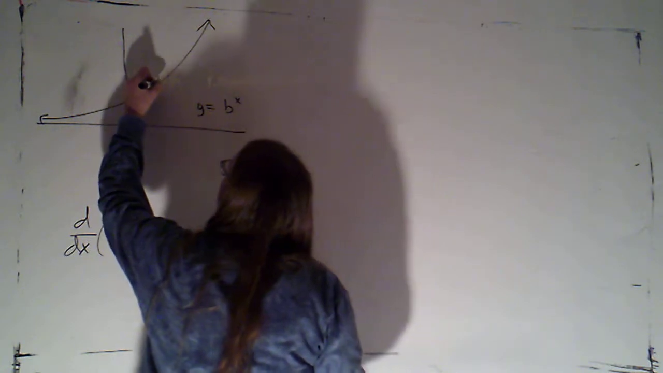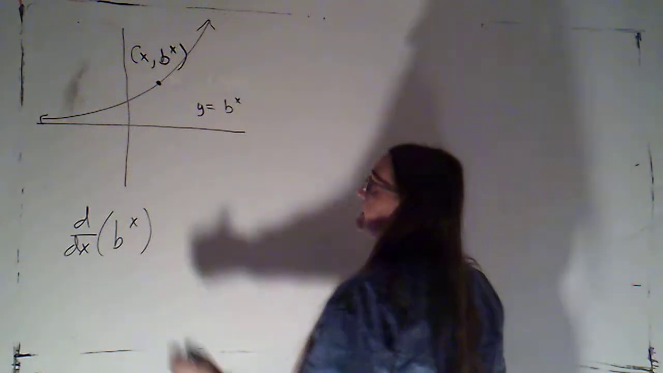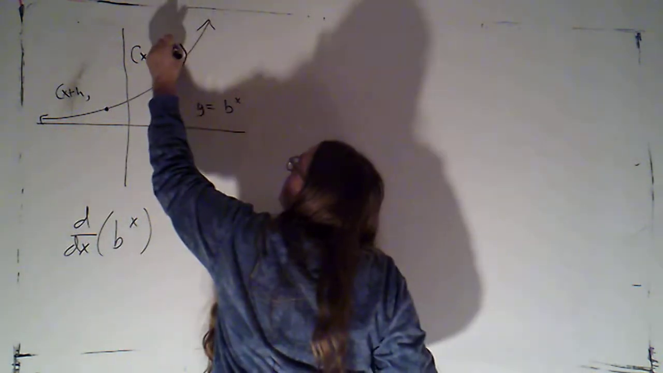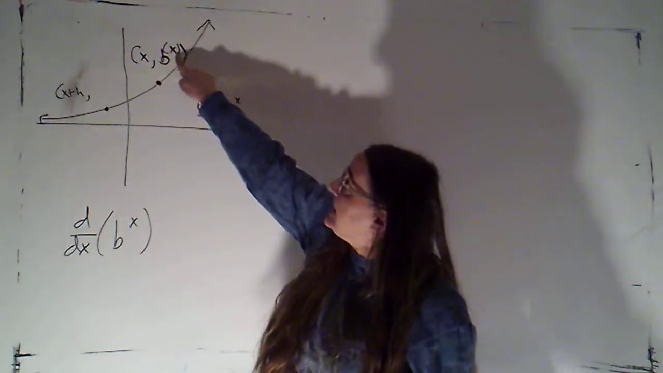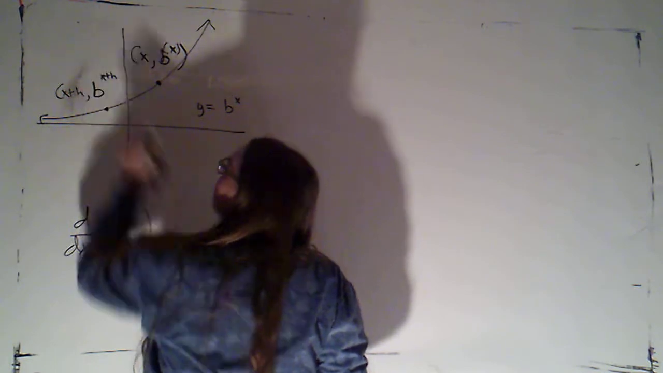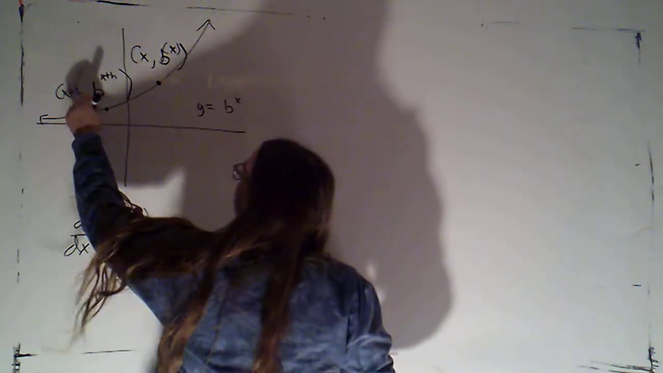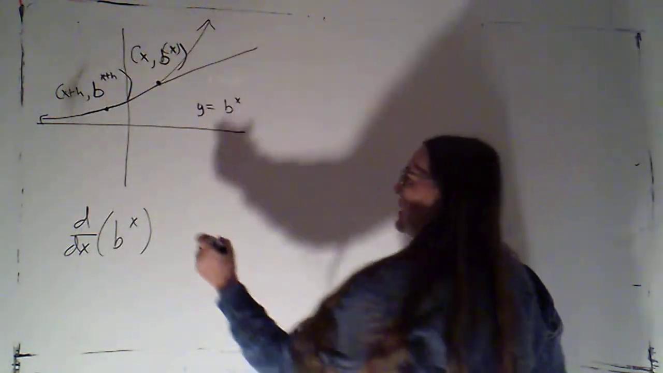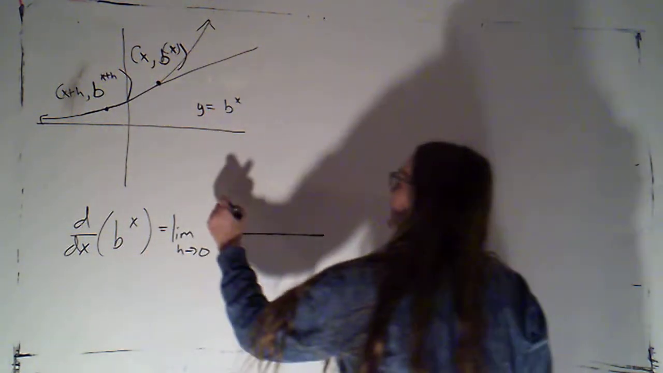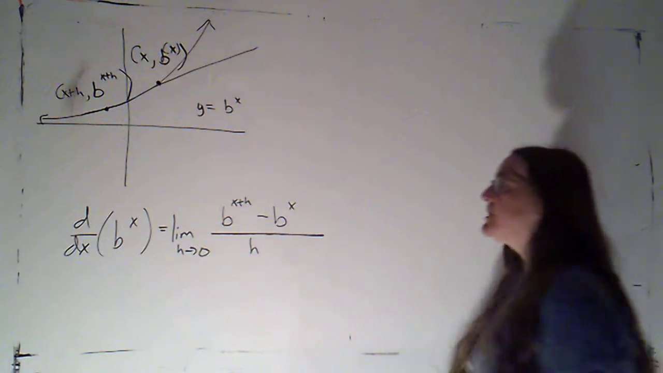So I know if I'm taking the derivative, I would have a point, x, and then the y value would be b to the x. And I would have a nearby point, x plus h, and then the y value, I'm putting x plus h in that input position, so that puts it in the exponent. It's going to be b to the x plus h, so that the entire exponent is x plus h. There's my secant line, and I know that this is going to be the limit, as h goes to 0, of rise over run, b to the x plus h minus b to the x, just over h.